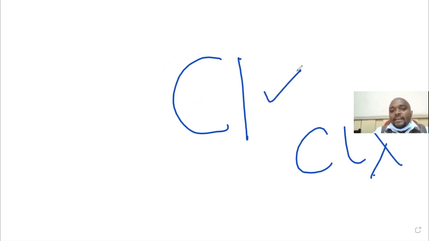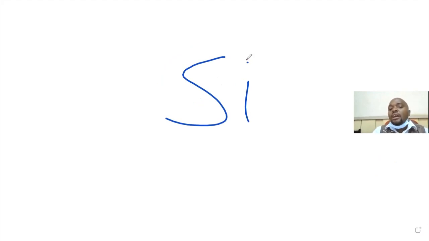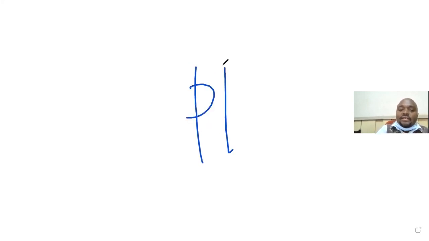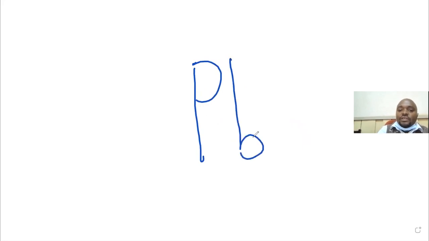Next, we have silicon. Some students try to write capital letter S, then i. That i without a dot would be a capital letter I. So the dot must be present there. Next, we have lead. If you write like that, this will be small letter p. That would be incorrect. The chemical symbol should be capital letter P, show that P, then small letter b, like that. This would be correct.